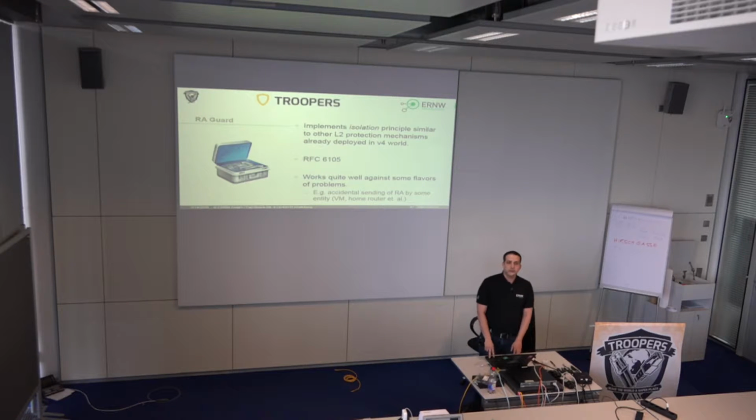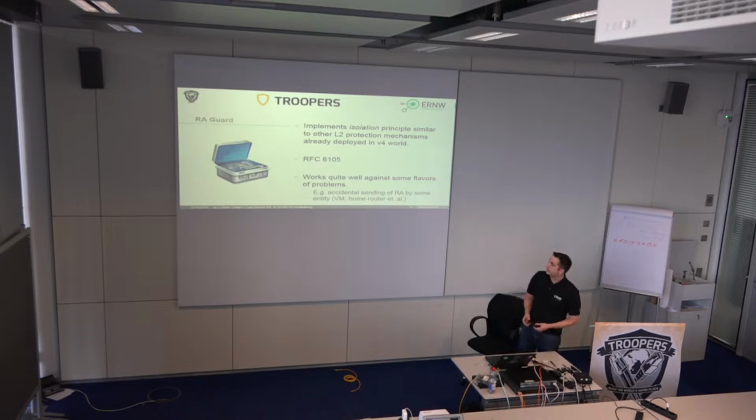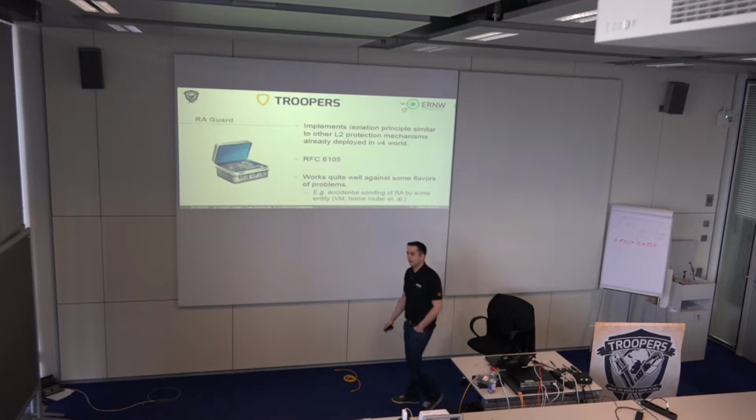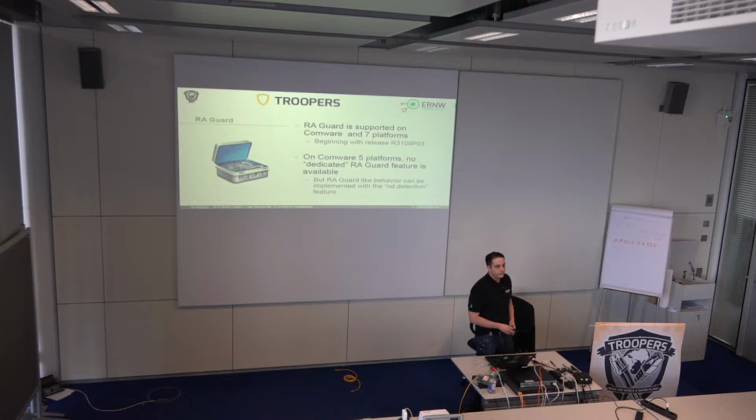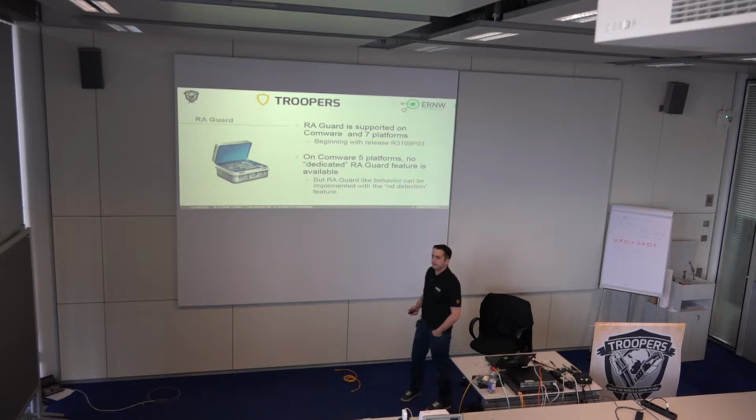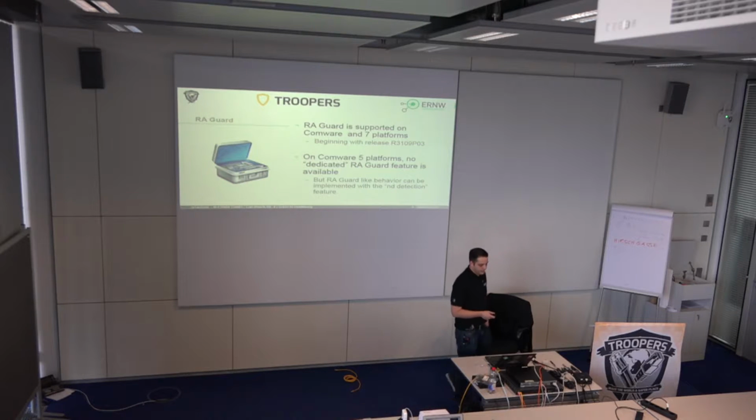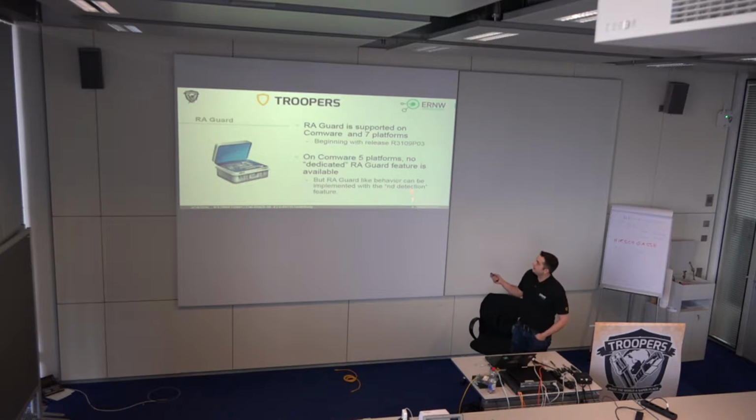The first one we will have a look at is router advertisement guard. It implements the isolation principle similar to other layer 2 protection mechanisms already deployed in the v4 world. It was specified in RFC 6105 a couple of years ago, and in the HP world we have to distinguish between CommWare 5 and CommWare 7 platforms. Initially in the CommWare 5 release, you do not have a dedicated RA guard feature, but you can achieve a similar behavior with a feature called ND detection.